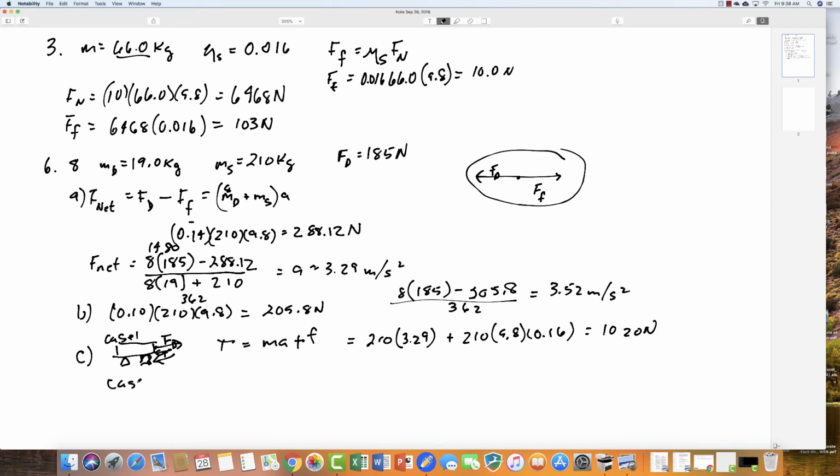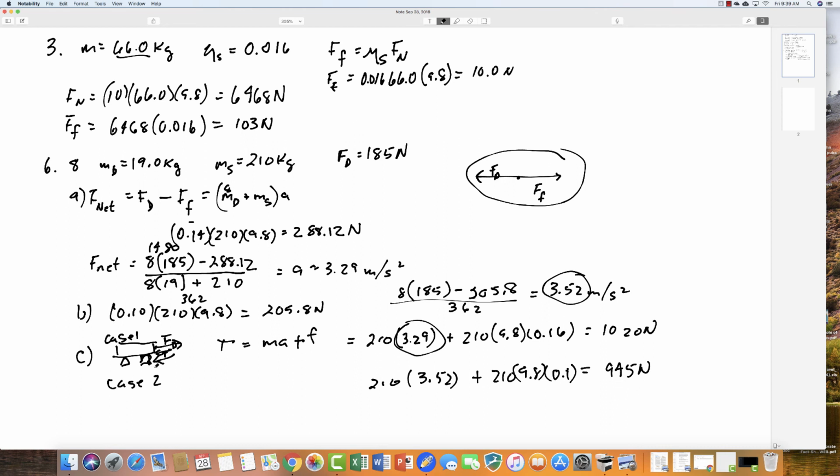And case 2 is exactly the same, except you're going to use the new acceleration. And so it's going to be 210 times 3.52 plus 210 times 9.8, and then this is going to change to dynamic friction. And so overall, even though the acceleration term goes up a little bit, this number goes down and you end up with 945 newtons.